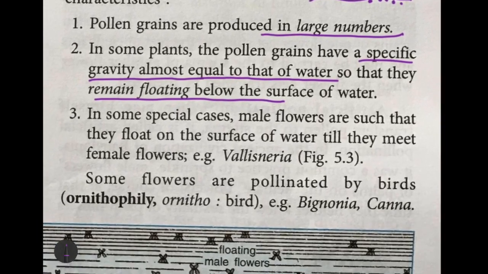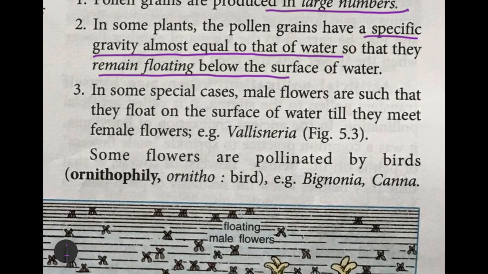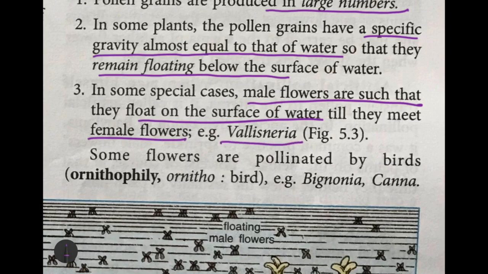And in some special cases, male flowers are such that they float on the surface of water until they meet female flowers. Example, Vallisneria. I've told you examples are very, very important. That means the male flowers will detach from the plant and start floating along with the water. When it reaches the female flower, the pollen grains may be transferred. It is all a matter of chance.